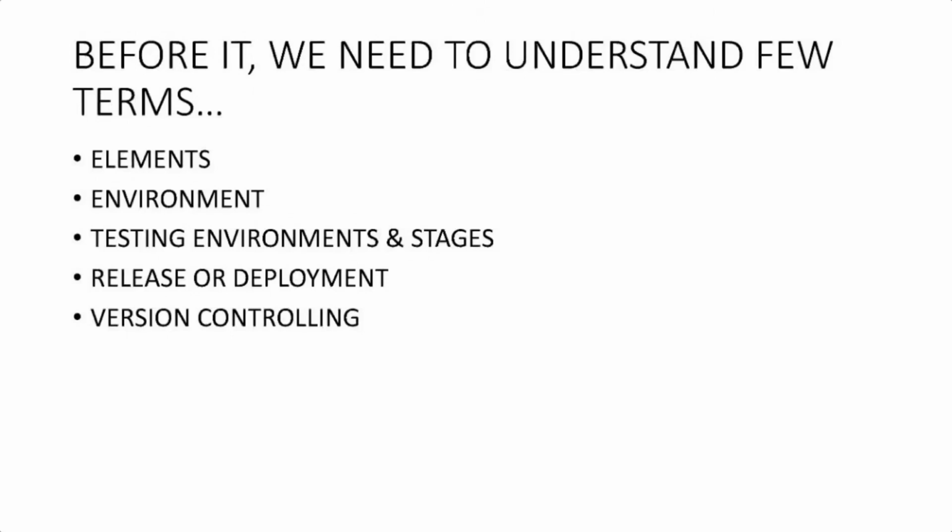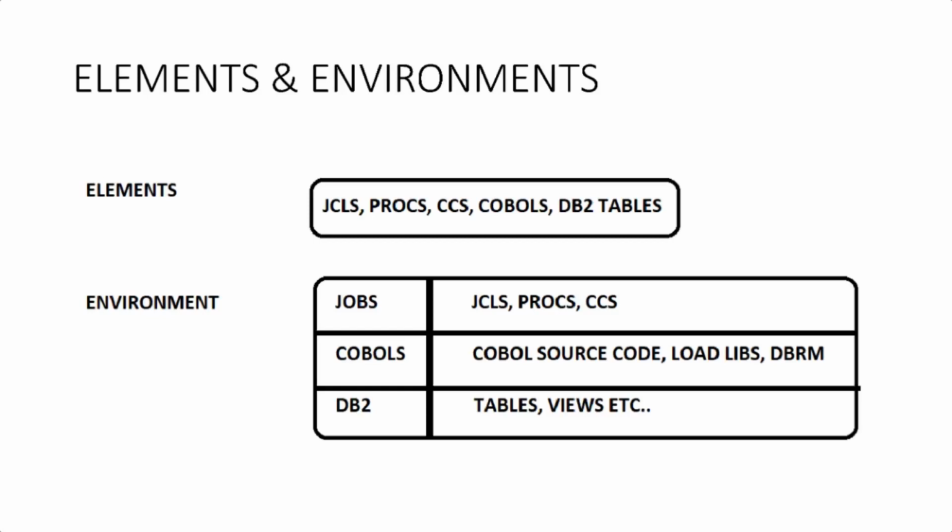Before understanding the flow, we need to understand few terms like elements, environment, testing environments and stages, release or deployment, and version controlling. Elements means all the mainframe elements. What are the elements we use for a mainframe development? JCLs, procedures, control cards, COBOLs, and DB2 tables. Environment means this set is to finish one task, we need all these setup. So that is called one environment.